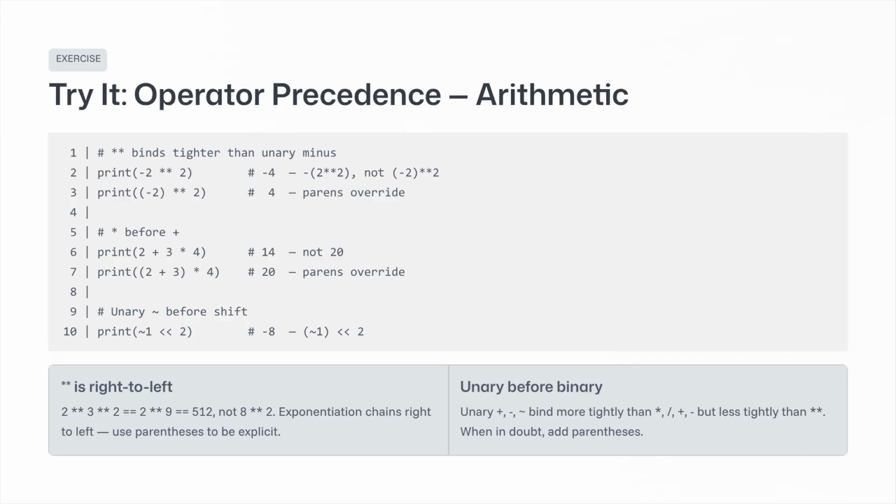Multiplication before addition. Line 7, parens 2 plus 3 parens times 4 is 20. Parens force addition first. Line 10, tilde 1 left shift 2 is -8.